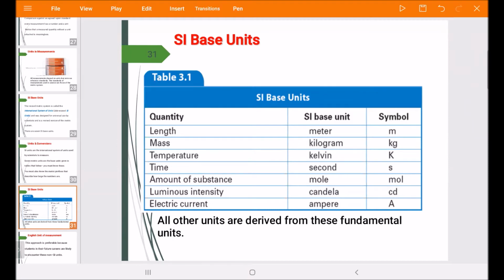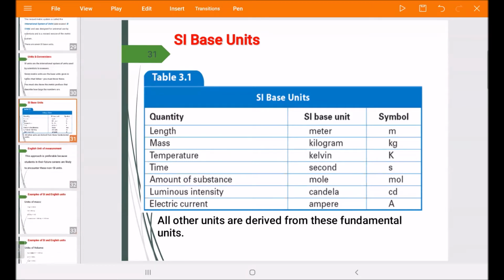So you should remember the symbols for these fundamental units too. So I'm sure you remember the unit for length is meter, for mass is kilogram, for temperature is Kelvin, for time, second, amount of substance is mole, for intensity is candela, for current is ampere. So you should remember this. Now, all other units are derived from these fundamental units. We'll see this later on, probably next week. But just remember these seven fundamental units.